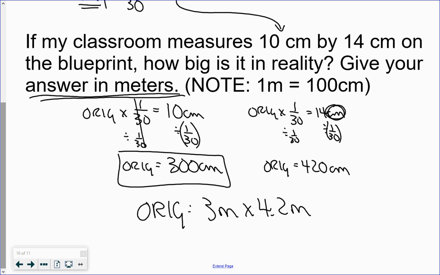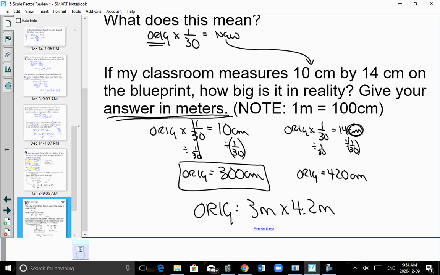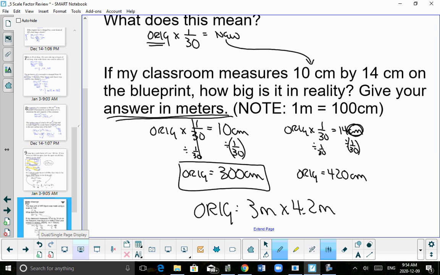Okay, so that concludes our unit on proportional reasoning and scale factor. So try the questions that are attached in the assignment. If you have any problems, don't be afraid to ask.